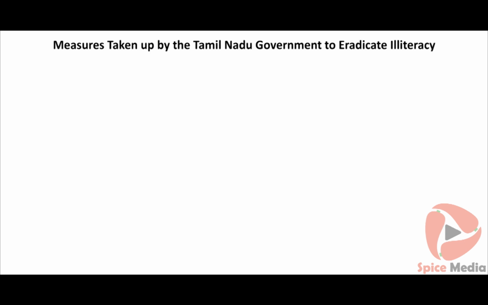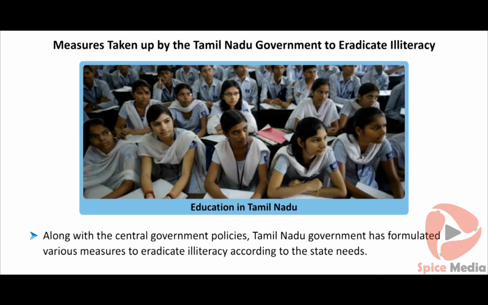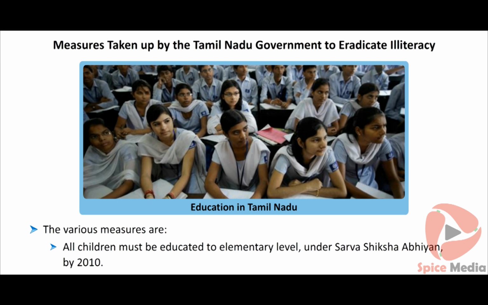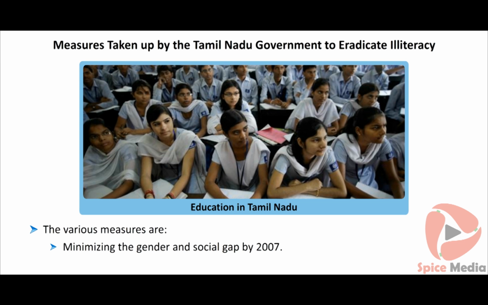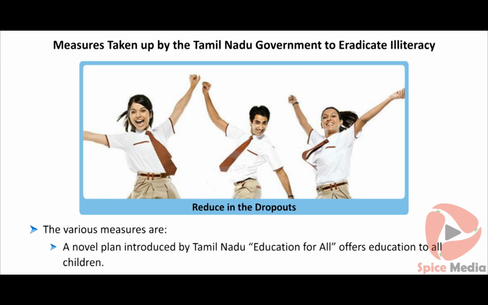Measures taken up by the Tamil Nadu government to eradicate illiteracy. Along with the central government policies, the Tamil Nadu government has formulated various measures to eradicate illiteracy according to the state needs. The various measures are: enrollment of all children of school-going age in schools. All children must be educated to elementary level under Sarva Shiksha Abhiyan by 2010. Minimizing the general and social gap by 2007. Initiating new schools if the population is more than 300 in an area. A novel plan introduced by the Tamil Nadu government called Education for All offers education to all children.